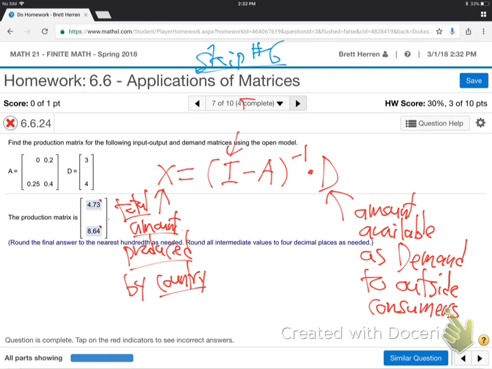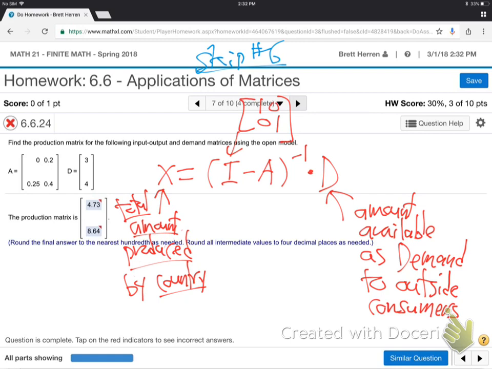I is the identity matrix, 1, 0, 0, 1. Remember, that's the unity element. I stands for identity matrix. It's the big fancy 1. 1's down the diagonal, 0's everywhere else. And they're giving you A.